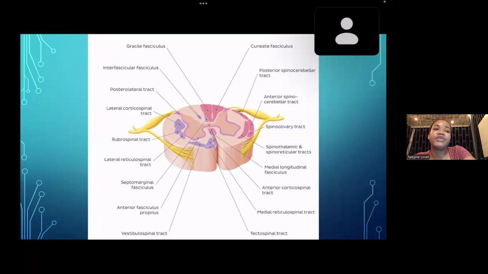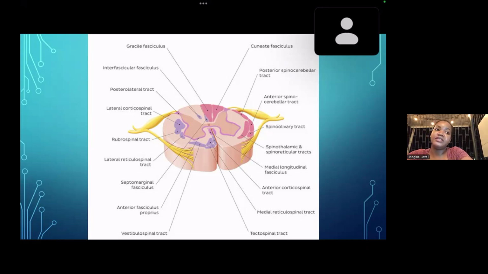The pyramidal tracts originate in the cerebral cortex and carry motor fibers to the brainstem and spinal cord. They include the anterior and lateral corticospinal tracts. The extrapyramidal tracts begin with the brainstem and carry motor fibers to the spinal cord. They include the tectospinal tracts, medial reticulospinal tract, vestibulospinal tract, lateral reticulospinal tract, and the rubrospinal tract.